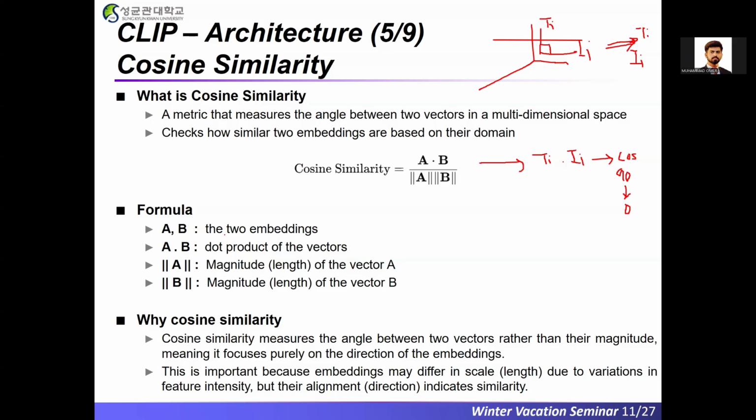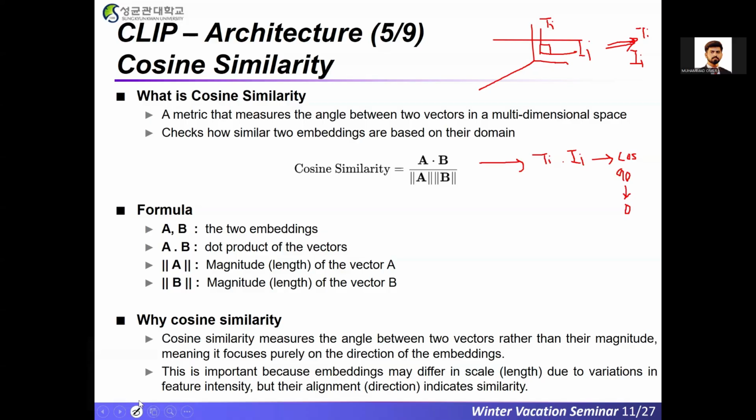So this is the formula where A and B represent the two embeddings. You can say A is a textual embedding, B is an image embedding. A dot B is the dot product of two vectors, and this represents the magnitude or length of vector A. This represents the magnitude or length of vector B.